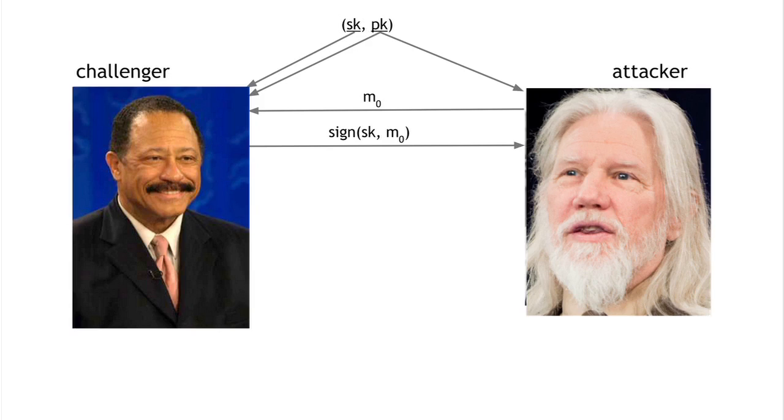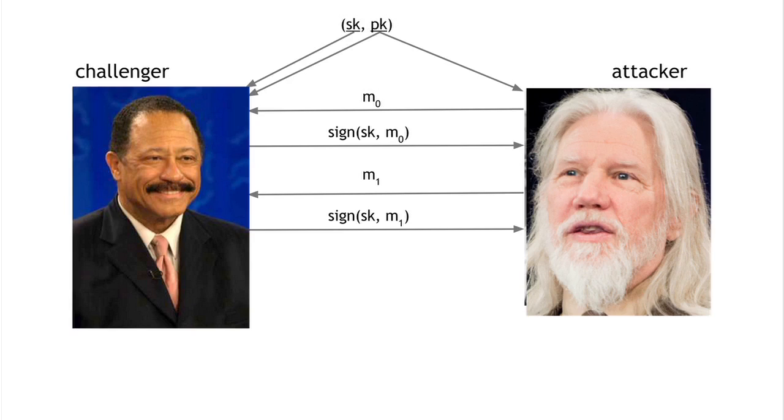The attacker can look at that, scratch his head a little bit, and send over another message, M1. The challenger will sign that. And we do that for as long as the attacker wants. The attacker can send over any sequence of messages he wants and get signatures on them.